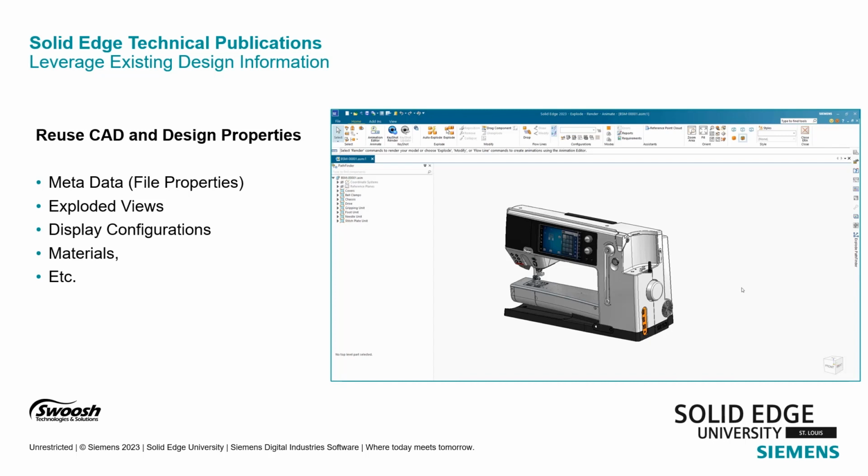Because Technical Publications is also pulling features from the CAD information, like display configurations, file properties, and others as well, the illustrators don't have to manually recreate that data. They can leverage the information. So we're going to go through this first portion of the demonstration and show how we go from Solid Edge CAD into the technical publications area, and then how we can leverage some of that existing information.